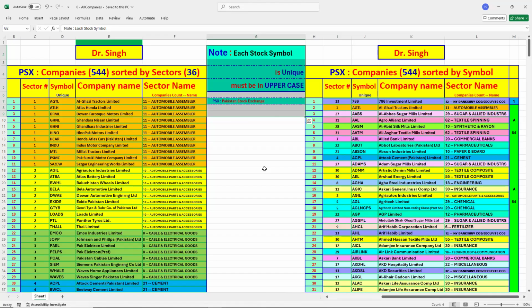Each symbol is unique, and in order to use the symbol on the PSX, which I'll go over shortly, it must be in uppercase. You have to use capital letters. Let's come over here on the left side. PSX, which refers to Pakistan Stock Exchange, manages or monitors 544 companies, including itself. So the other companies are 543, and one of them is PSX.